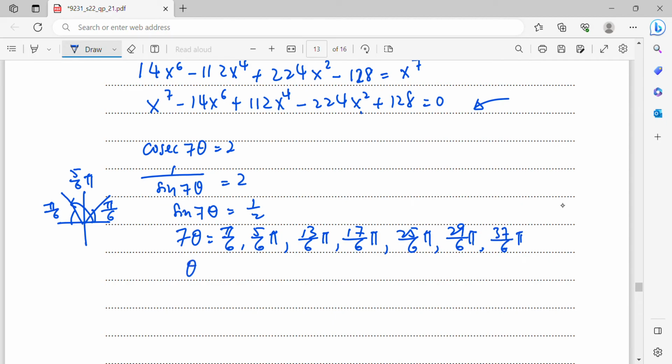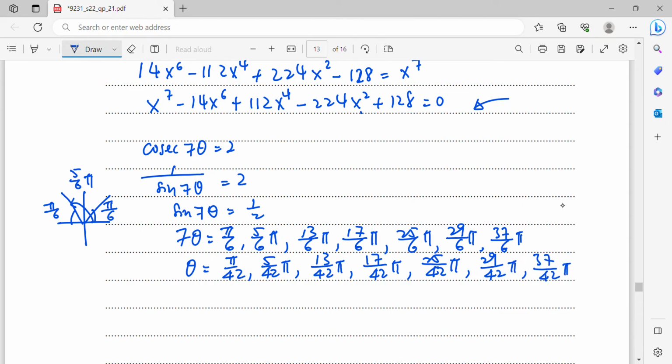Okay, so your theta is going to be over, move down the 7. So all divided by 7 means pi over 42, 5 over 42 pi, 13 over 42 pi, 17 over 42 pi, and 25 over 42 pi, then 29 over 42 pi, lastly 37 over 42 pi. Okay, but that is our data.